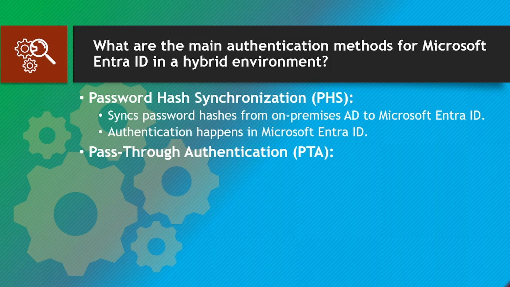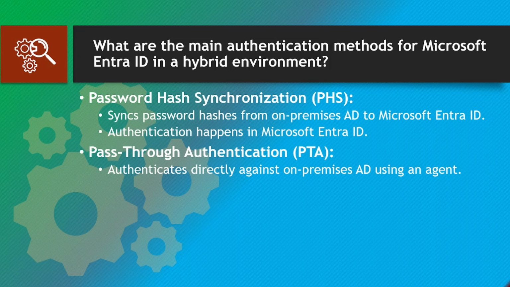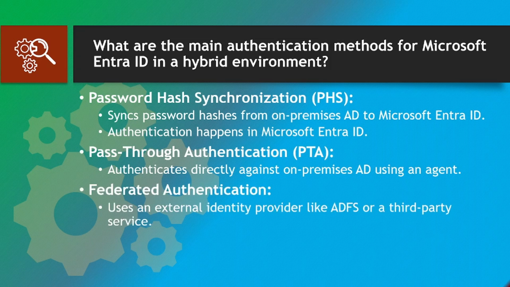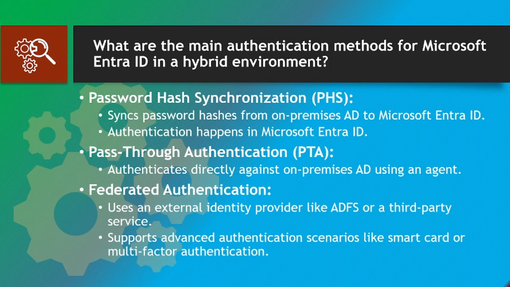Pass-through authentication, which is another way of authentication, known as PTA, authenticates directly against on-premises AD using an agent. What it does here is not synchronize the password. When there is an authentication request, there is an agent which takes the request to on-prem AD and then it gets authenticated. Federated authentication uses an external identity provider like ADFS or a third-party service for authentication. It supports advanced authentication scenarios like smart card or multi-factor authentication.